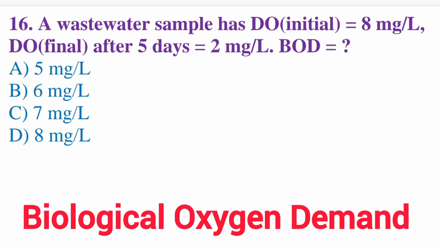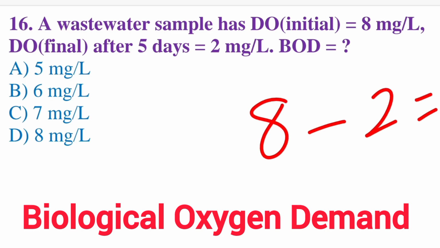Next question, a wastewater sample has initial dissolved oxygen of 8 mg per liter and final dissolved oxygen after 5 days of 2 mg per liter. So the BOD is? Here also we can use the formula initial dissolved oxygen minus final dissolved oxygen, that is 8 minus 2, which is 6. So option B, 6 mg per liter is the correct answer.